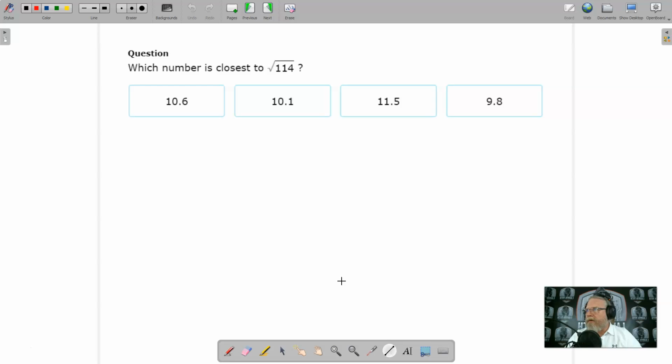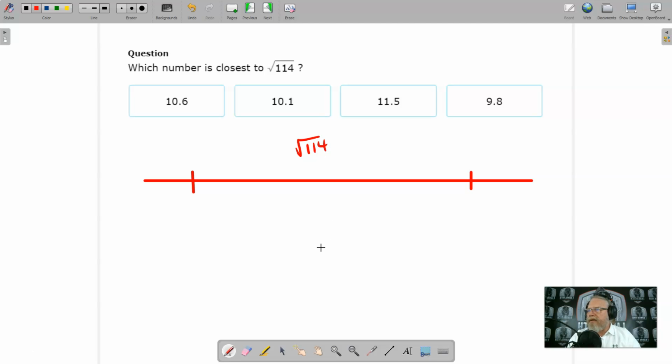All right, root 114. Which one of these numbers is closest to it? So let's set up our number line here, and we're considering root 114. Well, 10 times 10 is 100, so this would be root 100. And let's go to 11. 11 squared is 121.